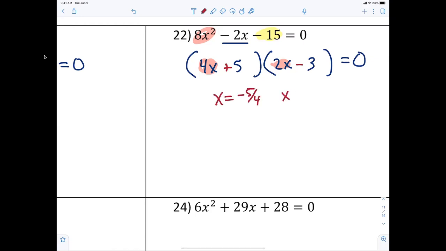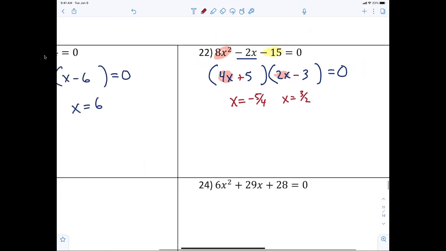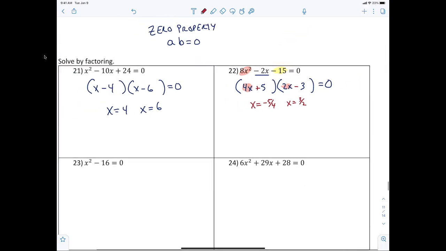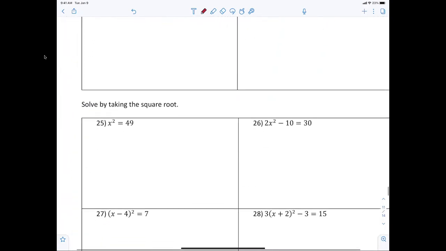Negative 5/4 and x equals 3/2. Now, again, it's a review. So if for some strange reason you miss class, everything is what? Recorded, and I'm posting it. So feel free to listen to it again if you're not sure about something. Anybody have any questions with the review of factoring? All right, so now your job is to do 23 and 24.